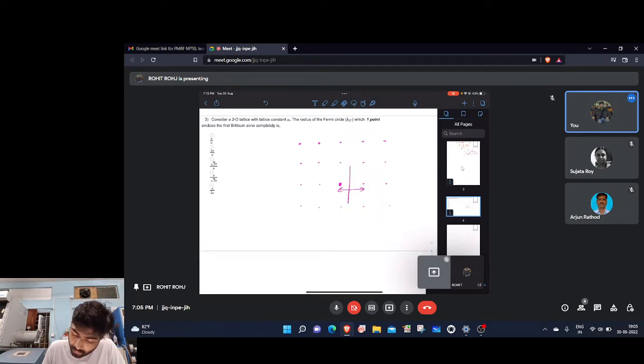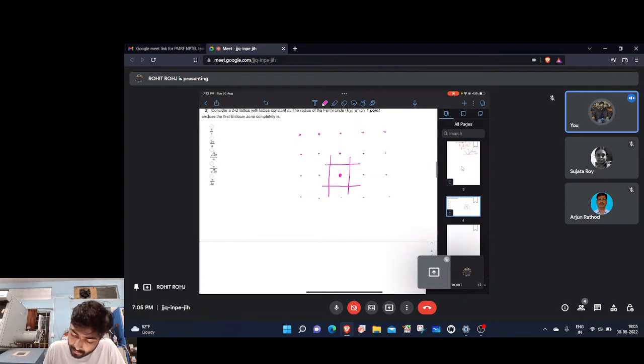If I take this point, then half of this distance, the perpendicular bisector, and then with this. If I denote these points as, let's say, plus pi by a comma 0, and say this point is 0 0 because the origin is our choice, and this point is minus pi by a, 0, and the y-axis point would be pi by a comma 2 pi by a, and this point minus pi by a comma 2 pi by a. So now what we have is the following.